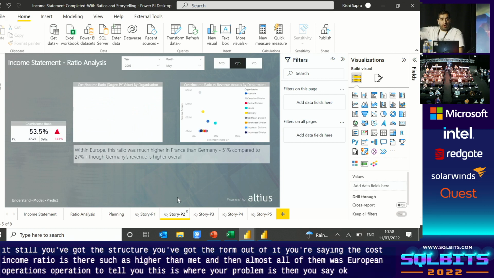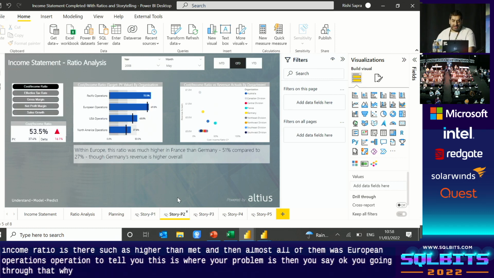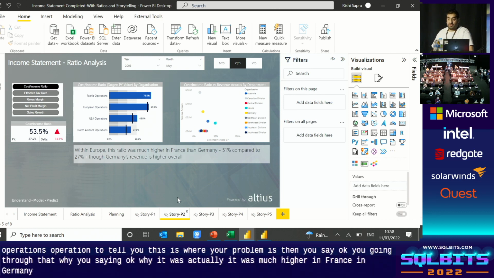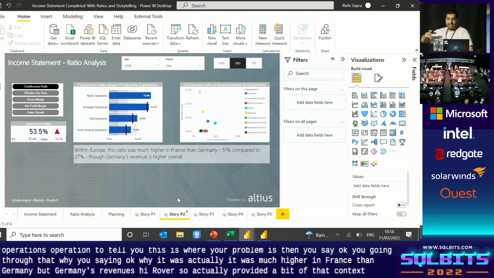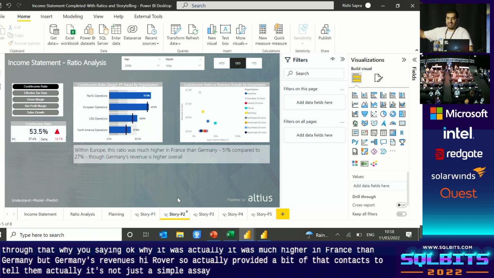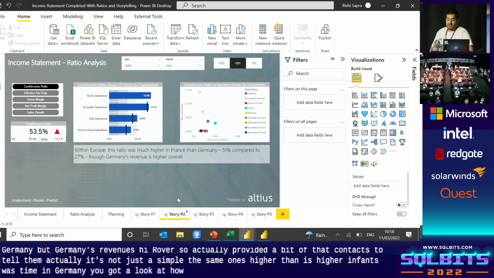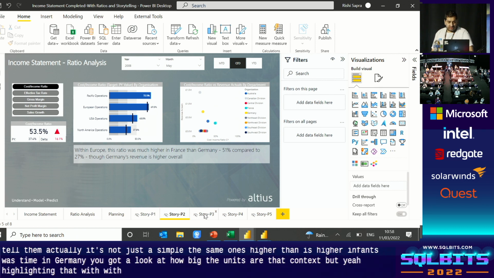you're going through that why journey now. So you're saying, okay, well, why? It was much higher in France than Germany, but Germany's revenue is higher overall. So actually, we provided a bit of that context to tell them, actually, it's not just as simple as saying it's higher in France or it's higher in Germany. You've got to also look at how big the units are for that context. But you're highlighting that with the annotations.